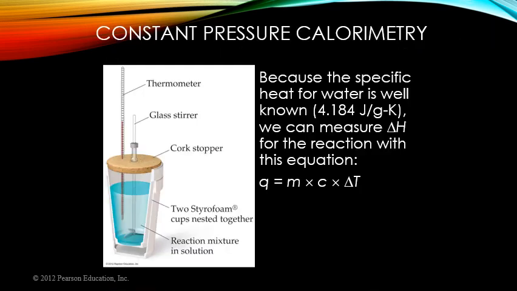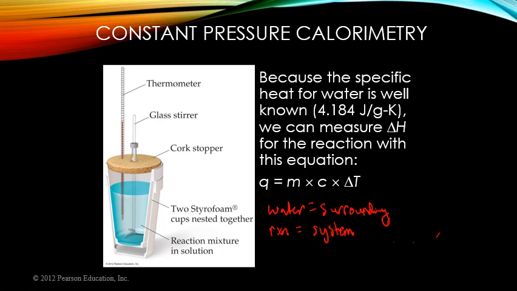When we look at a constant pressure calorimetry experiment, because the specific heat of water is well known, 4.184 joules per gram Kelvin or degree Celsius, we can measure delta H for the reaction with this equation, Q equals mc delta T. Again, remember constant pressure, Q is equal to delta H. So the water in these types of situations would represent your surroundings, and then whatever you are having change the temperature of the water would be your system. So we'll just call that either the chemical reaction or it could also be some type of metal or something like that that you've done in labs before, but that would represent the system.